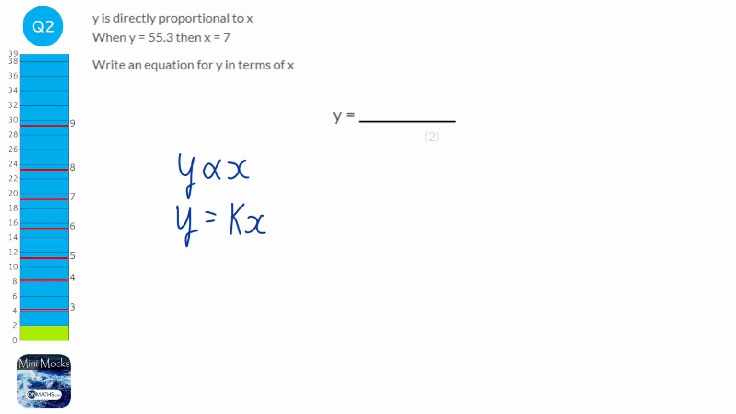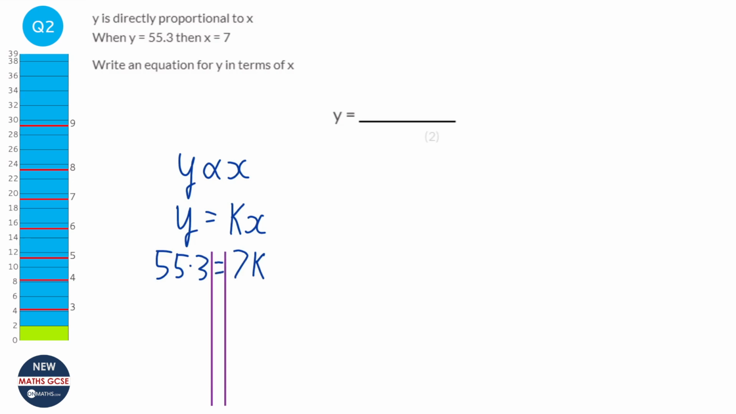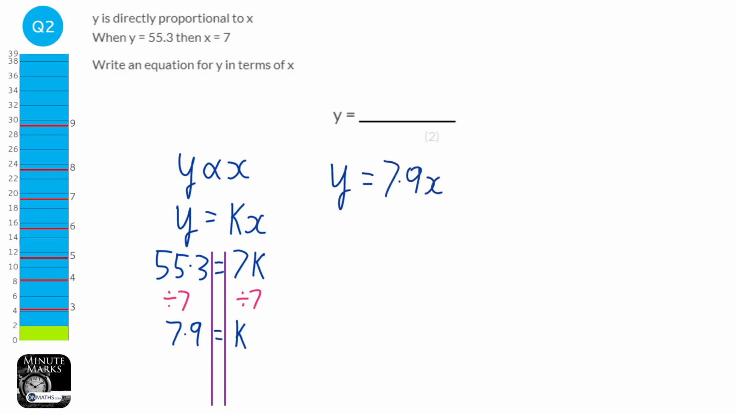Now to find out what that something is, to find out what that constant is, what we're going to do is feed in the value of y and the value of x that we have. So y is 55.3 and x is 7, so it would be 7k. We're just going to put our lines in and solve this. So it's going to be divide by 7 both sides, and 55.3 divided by 7 is 7.9, and that's what k is. So we're going to rewrite this formula, y equals 7.9x, and that is actually our answer.